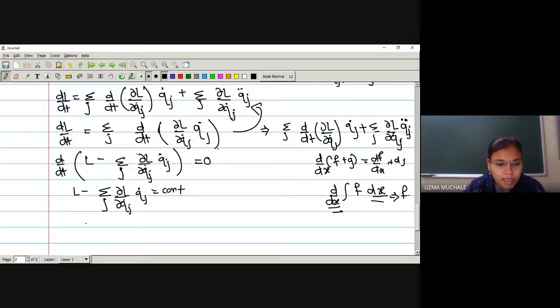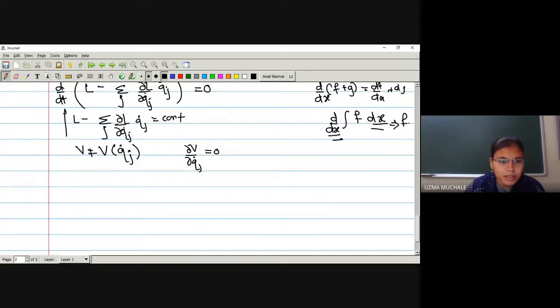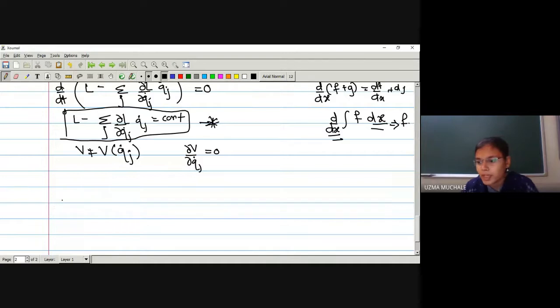Now, if you remember, we are in the case of a conservative system. So what is the case for a conservative system? Potential energy is not a function of generalized velocity. So we can have the derivative of potential energy with respect to generalized velocity equal to 0. Okay. Remember this equation, or rather we'll rename this equation as star, because we are going to use the equation we have derived. So for that, dou V by dou Qj dot will be equal to 0.